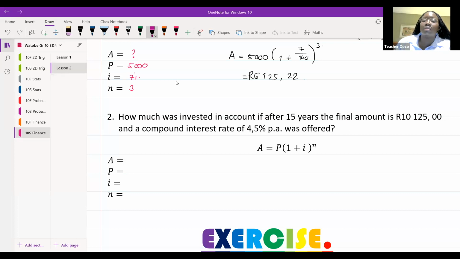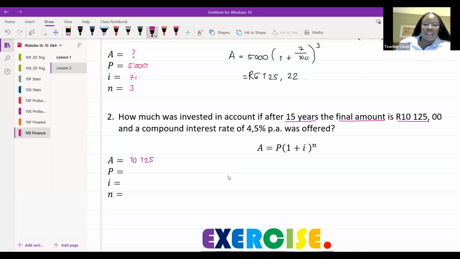Look at the question. It says, how much was invested in the account if after 15 years the final amount is 10,125. So they've given us the final amount. So what is my A value going to be actually? What is my final amount? What is my A? 10,125 Rand. Good. What is our P? It's unknown. A is 10,125. What are we actually missing?